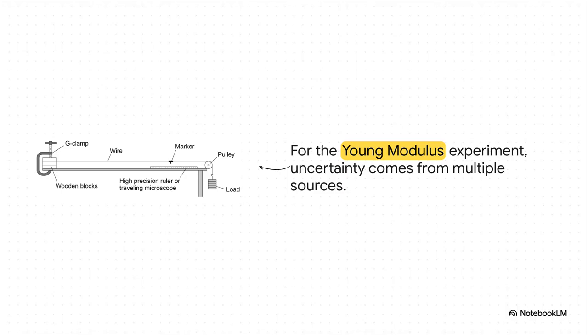Let's make this real. Think about a classic required practical, like finding the Young modulus of a wire. You have to measure the wire's length with a ruler, its tiny diameter with a micrometer, and the extension as you add masses. Each one of those measurements has its own uncertainty. Your final answer for the Young modulus is only as good as the combined uncertainty from all of those individual measurements. That's why those rules we just talked about are so essential.